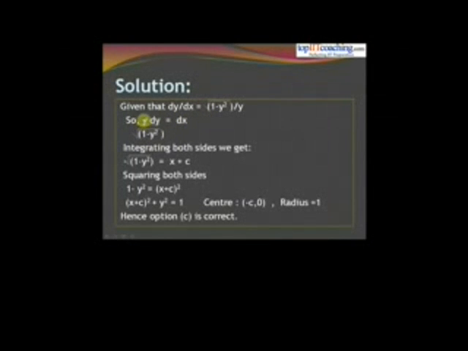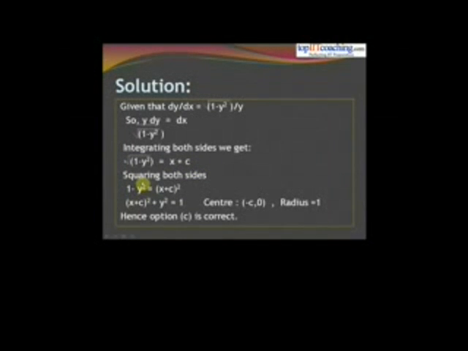Thus y times dy divided by under root of 1 minus y square is equal to dx. Now we integrate both sides. So the integral of this is minus of under root of 1 minus y square. The integral of dx is x plus a constant of integration. So minus of under root of 1 minus y square is equal to x plus c.